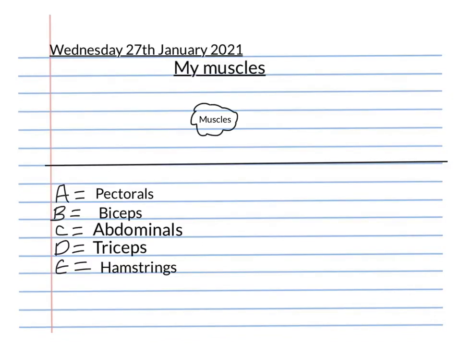So the answers are now on the screen. A was pointing to the pectorals, B was pointing to the biceps, C was pointing to the abdominals, D was pointing to the triceps, and E was pointing to the hamstrings. So tick them correct if you've got them right, mark them and correct them if you haven't.